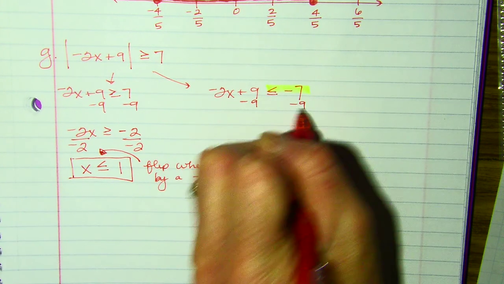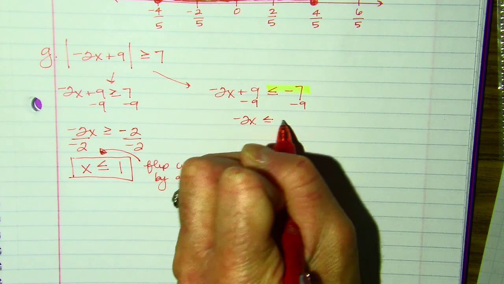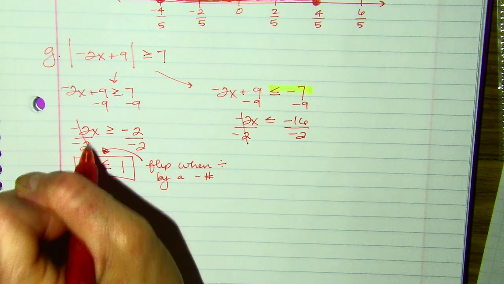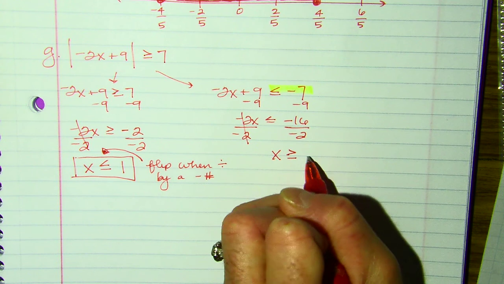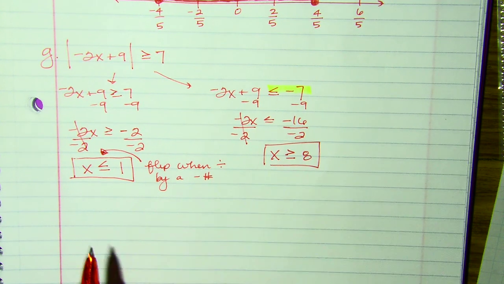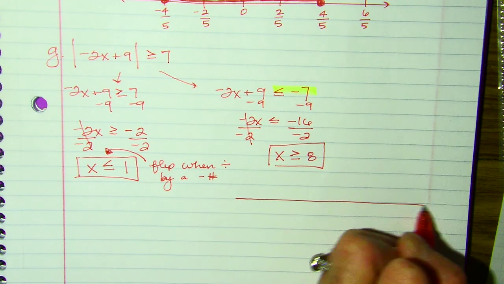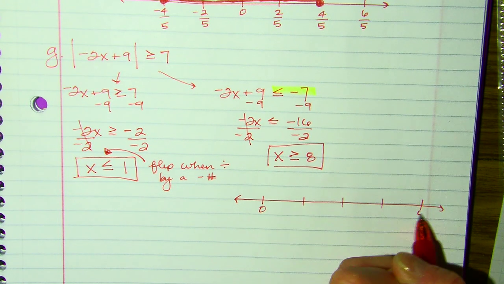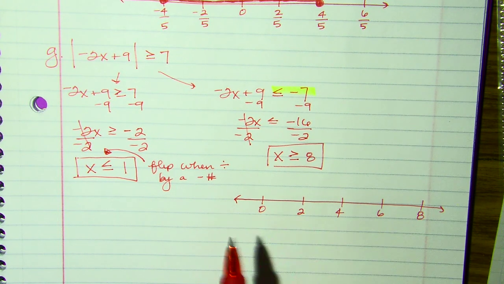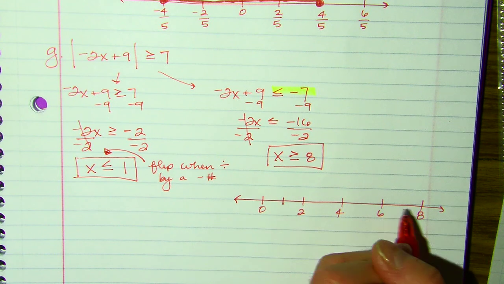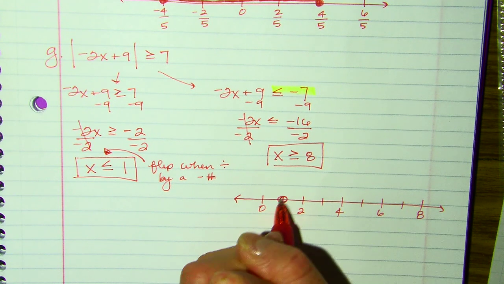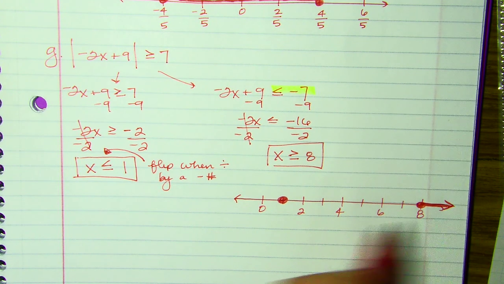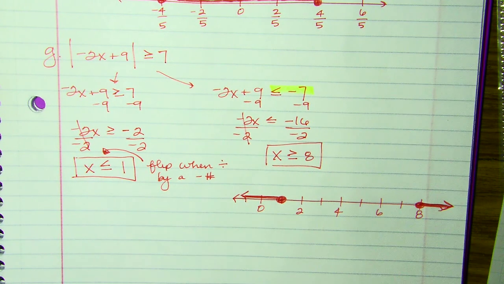Subtract 9, and I get negative 2x is less than or equal to negative 16. Again, I'm dividing by a negative 2. So x is greater than or equal to 8. So on a number line, I have a solid at 1 and a solid at 8. And for this one, it's greater than 8 or less than 1.